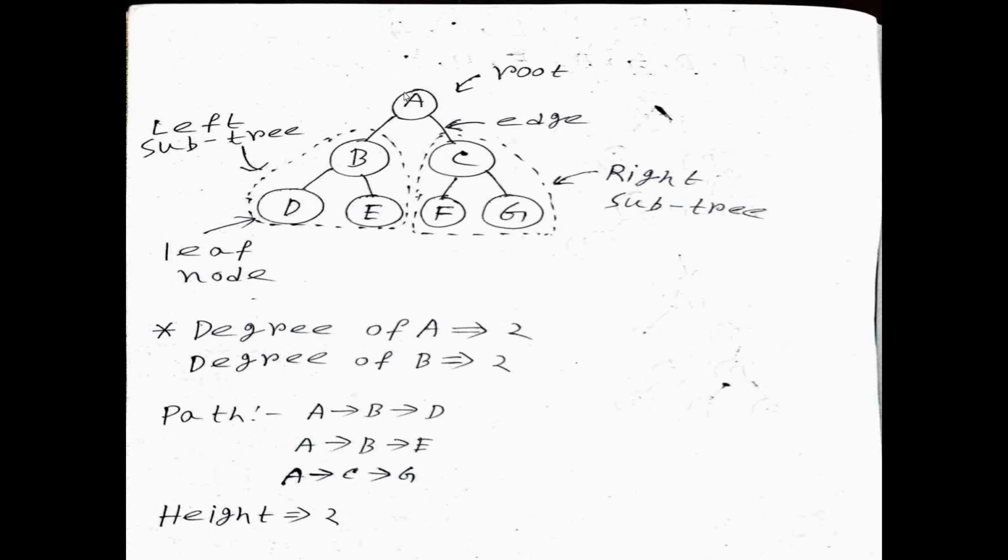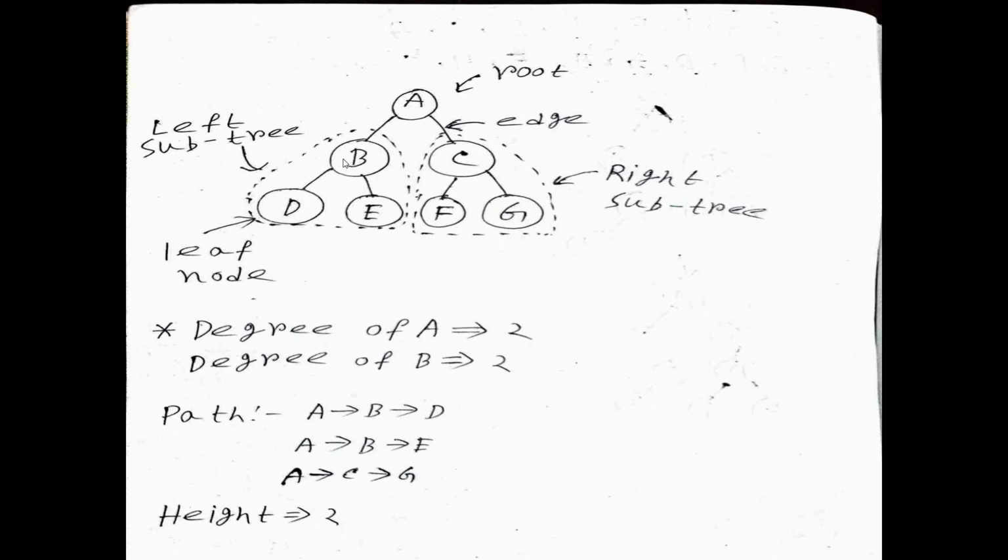Let's take a tree. This A is the topmost element and does not have any parent node, so obviously A is the root. Now these straight lines are called the edges, and A, B, C, D, E, F, G are the nodes of this tree. The left part of the root is called the left subtree. This is a tree obviously, and this small thing is also a tree. These are called subtrees.